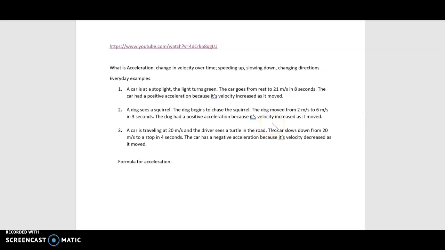Good morning, guys. Today we're going to learn about acceleration, and I'm going to talk over some notes that I've written, and then we're going to look at the formula. But first, I want you to watch this YouTube video. It kind of goes back and explains a little bit about position, and then velocity and acceleration, and how it all ties into each other. So we're going to watch this first, and then I'll come back to the notes.